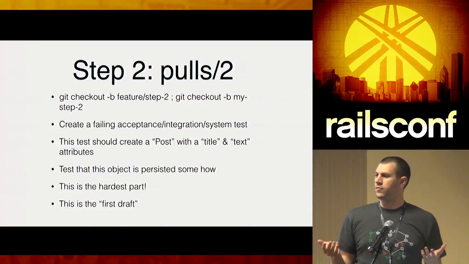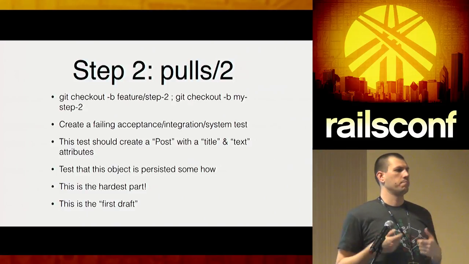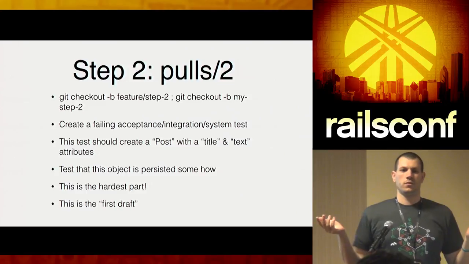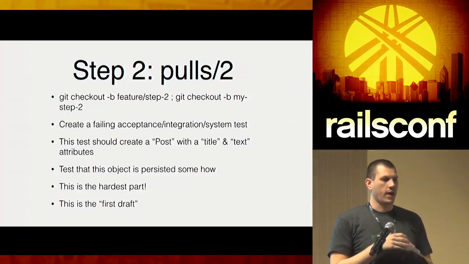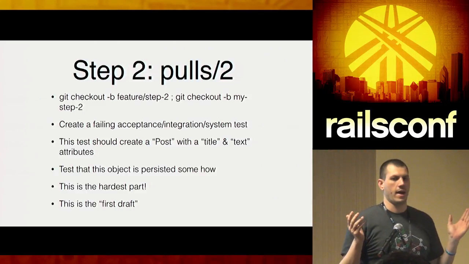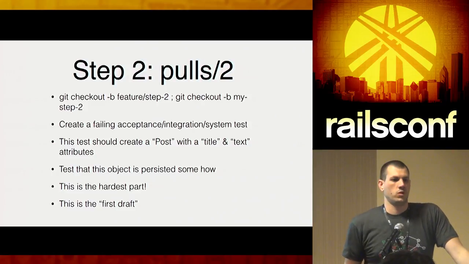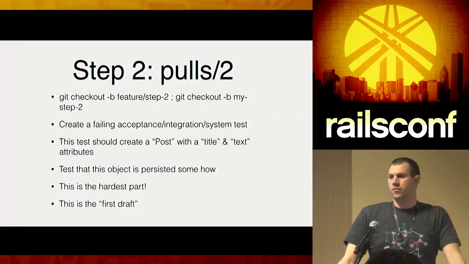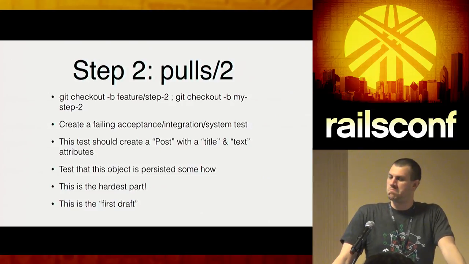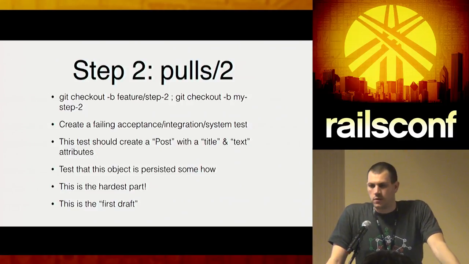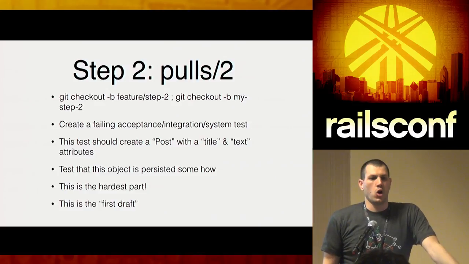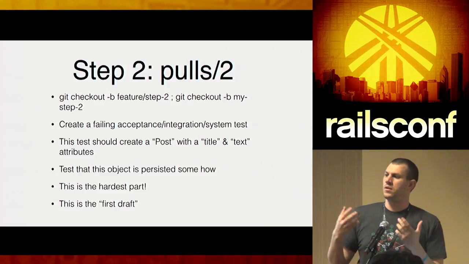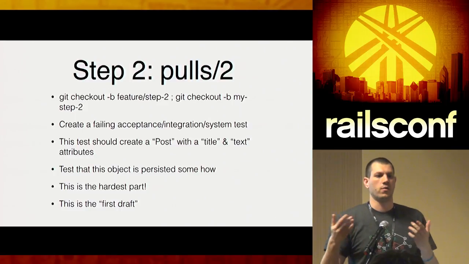Just open a new test file. Say, for example, test, it should create a post. And you send a hash with title and text to something and see what comes out. And you want to have some assertions that there is, in fact, a post or something like that. So this one is actually pretty open to your interpretation. The important thing is just to take a stab at thinking about what these concepts would look like, how you would interact with these things.